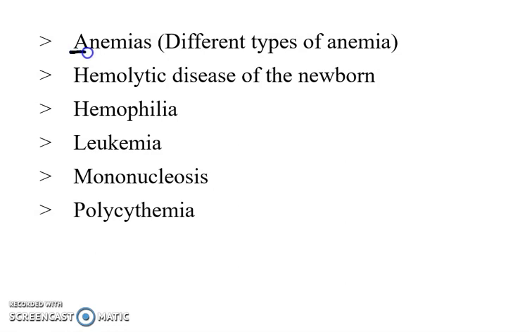Let's start with a or un. Whenever you have a or un in front of the word, that means without. And then we have emia, referring to blood. So anemia is lack of blood. That's what it directly translates to. But I need you to know more than that. I want you to know this.